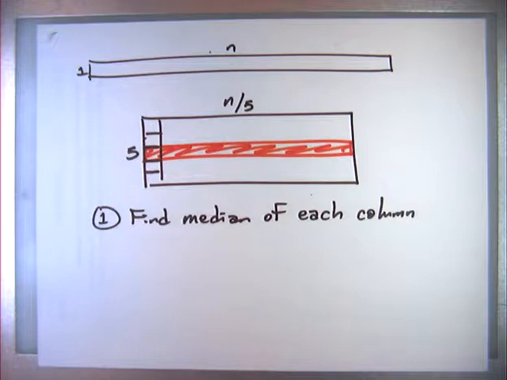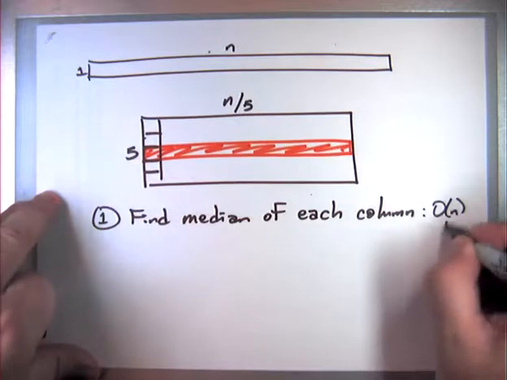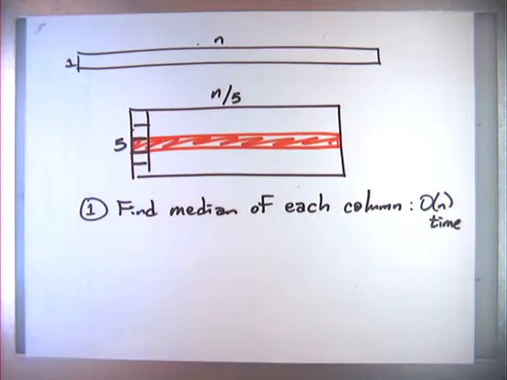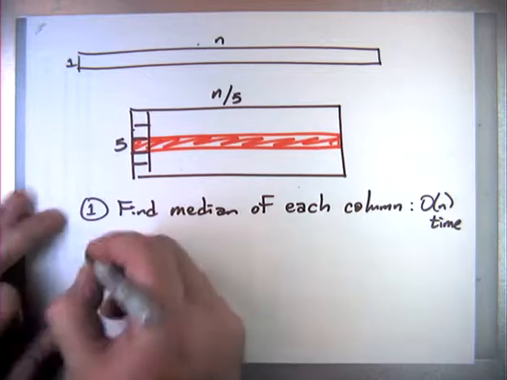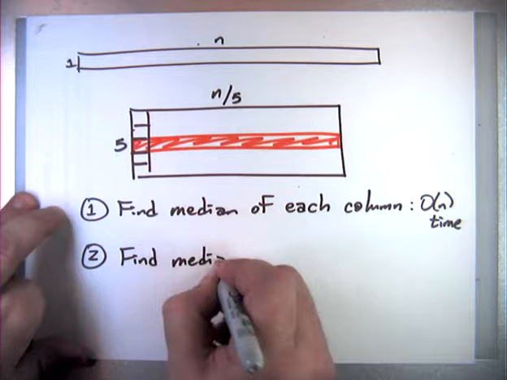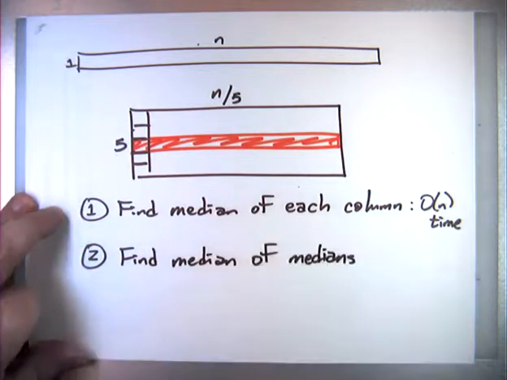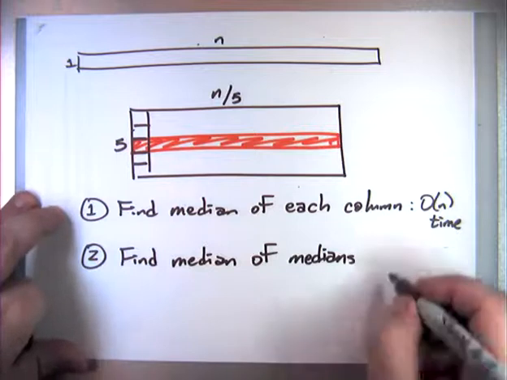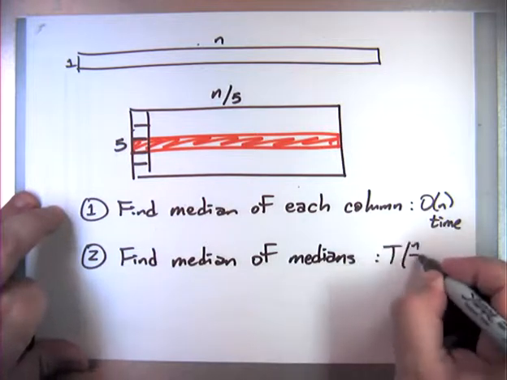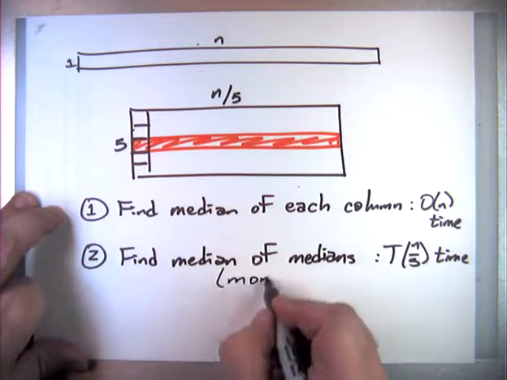Okay? So the total time to find the median of all n over 5 columns is going to be n over 5 times a constant. Okay, that's about n. Okay? 2. Find the median of these n over 5 medians. Right? Now, this is going to take me T of n over 5 time. I'm going to, of course, refer to the median of medians as MOM.